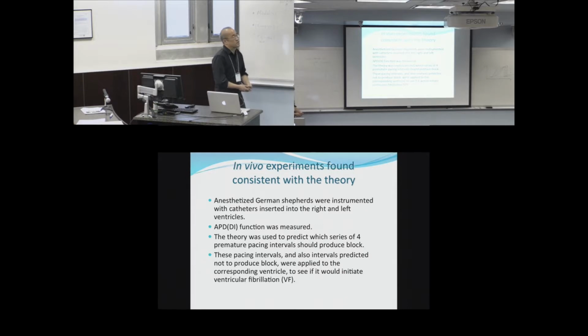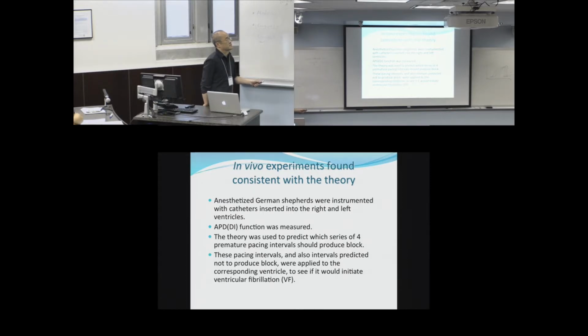All right, so we've tested this. This is a few years back now. We tested this in vivo in German Shepherds. The form of the experiment was that we put catheters in both the right and left ventricles. And then the action potential duration versus DI restitution function was measured. That was the first part of the experiment.